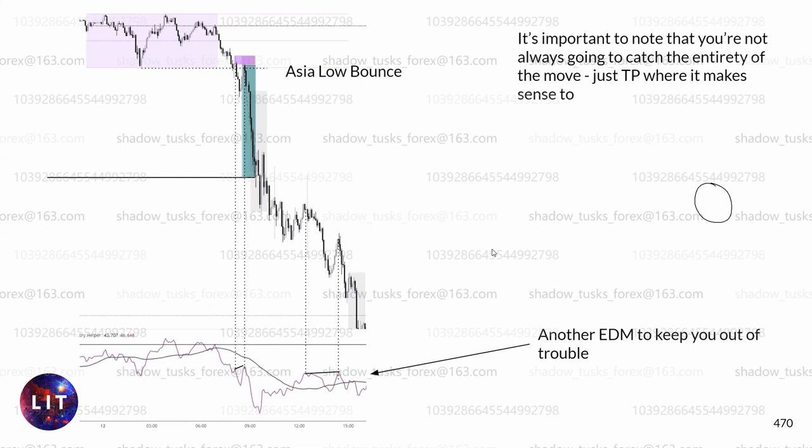It's important to note that you're not always going to catch the entirety of the move, so just take profit where it makes sense. And maybe you can leave a runner intraday, but a runner for like this. And then obviously you've got your EDMs. These are a big part of retail heaven, sort of keeping you out of taking these shittier reversal trades, right? That all makes lots of sense.